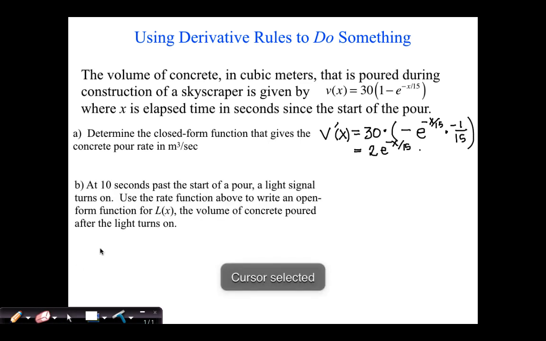For instance, going back in time to things we did earlier, but just starting from a different point. At 10 seconds past the start of the pour, so we started pouring concrete, 10 seconds in, there's a light that goes off, and we want to measure just how much concrete was poured since that point in time that the light went off. So onward to indeterminate time in the future. So think about an open form function for L of x, the volume of concrete that was poured after the light went on. The light went on at 10 seconds.